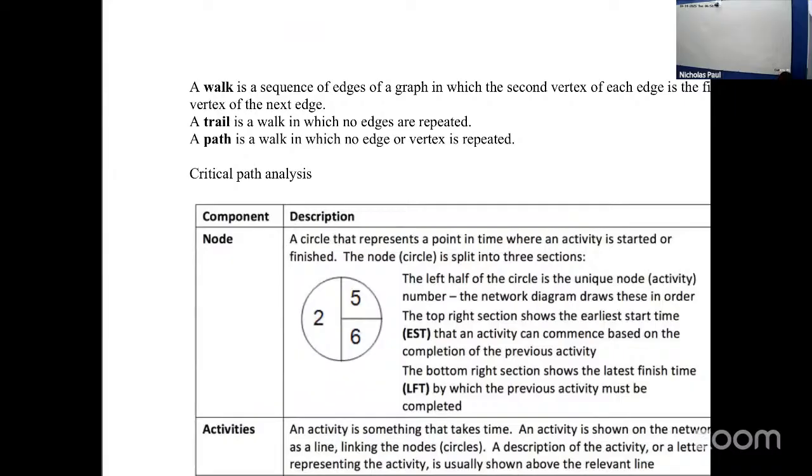A path now is a walk in which no edge and no vertex is repeated. So you can't repeat the edge. You cross the edge, you can't go back. Vertex, same thing. You can't go back to that vertex. Okay? So you need to know what is a walk, a trail, and a path.